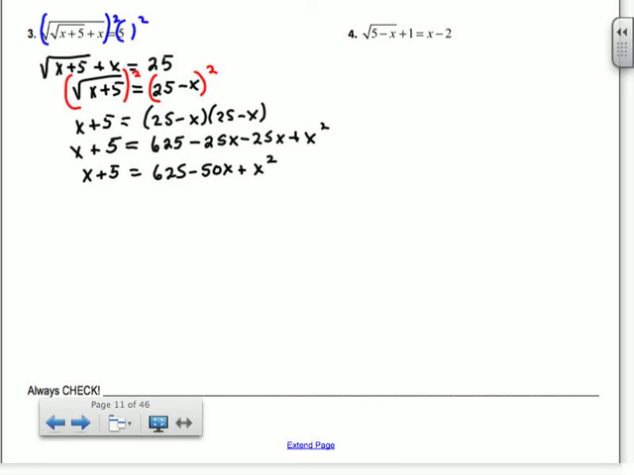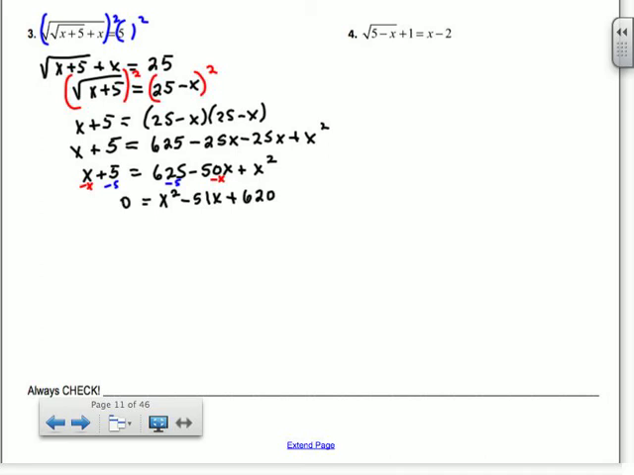So I'm going to have my x squared. I'm going to subtract my x over to be with the other x's, so I get negative 51x. Then I'm going to subtract my 5 over, so I get plus 620 equals 0.